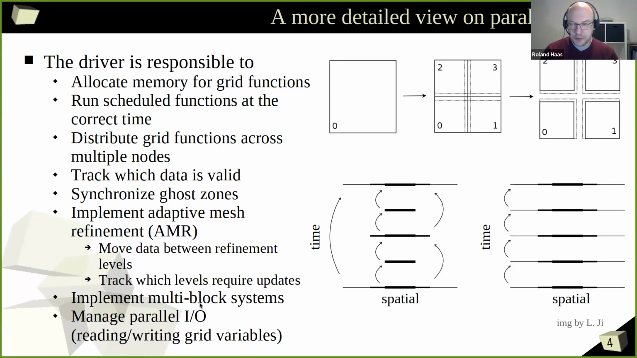It also implements multi-block I/O systems. That's basically a different term for these different coordinates, what Llama and CarpetX provides. That basically means there's extra patches that it has to interpolate from each other, and of course it handles I/O, reading and writing grid variables. All right. If there's any questions, by the way, please interrupt me.